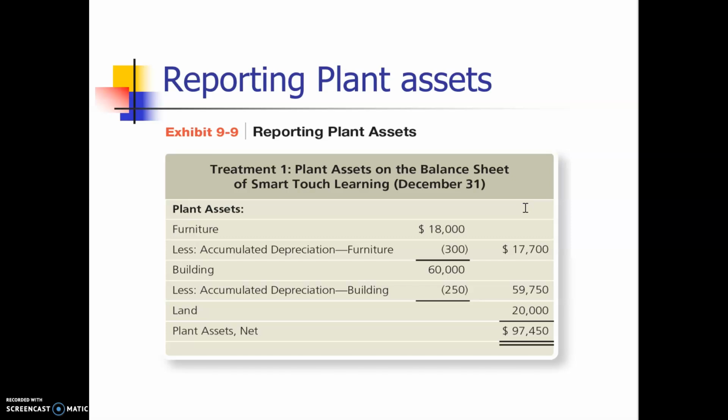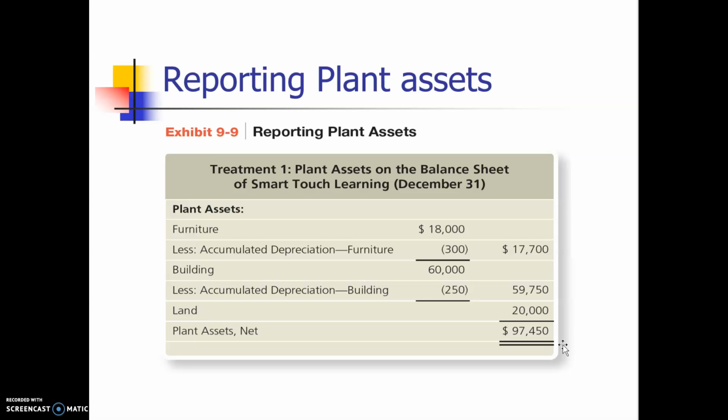So here is how your plant assets section on your balance sheet will look. This is what you will need to do on your Excel assignment. You show the plant asset at its cost, and then you subtract the accumulated depreciation, and you put the book value in the right-hand column, right? And then we add together the book value of all of your plant assets to get your total plant assets. Okay, so that's what you're going to do on your Excel assignment.